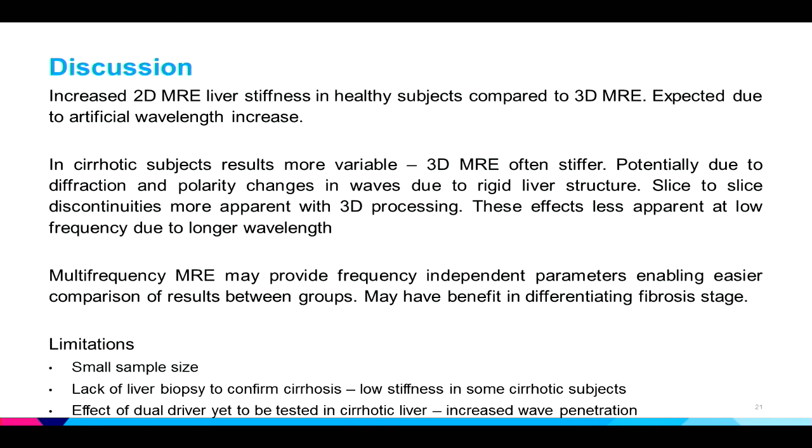So what we found was that in the healthy subjects, 2D MRE, the liver stiffness was increased as we expected. In 3D MRE, it was higher in the cirrhotic subjects, which we didn't really expect, but we think it's due to the diffraction and polarity changes in the waves. And the 3D MRE algorithm, which is generally a benefit, giving you a more accurate representation of the waves, is a bit of a downfall in this case, because when the polarity changes and the interslice discontinuity causes an increase in the stiffness.